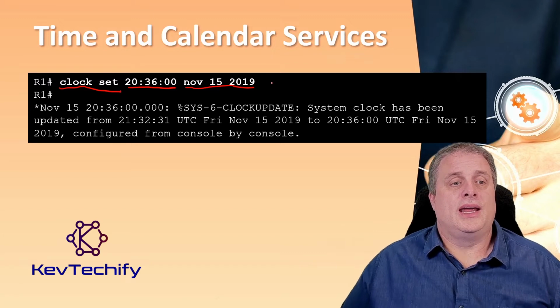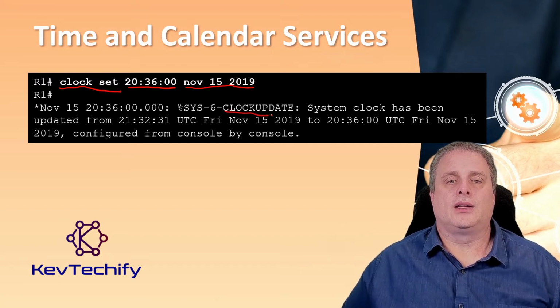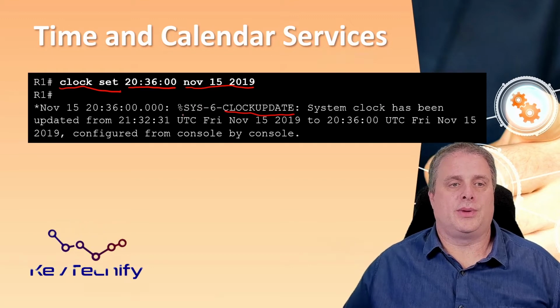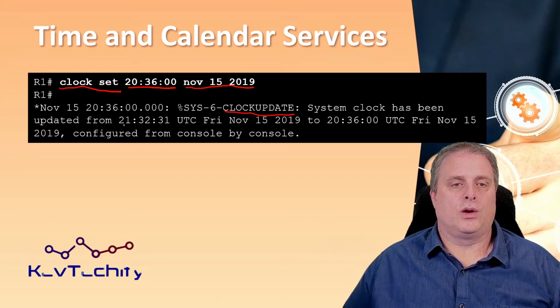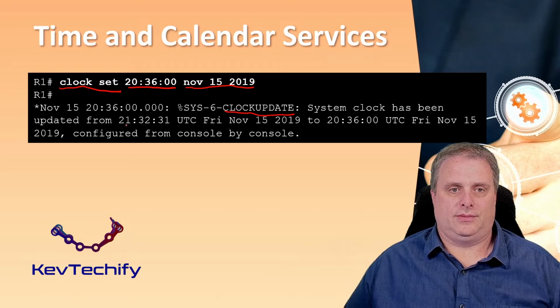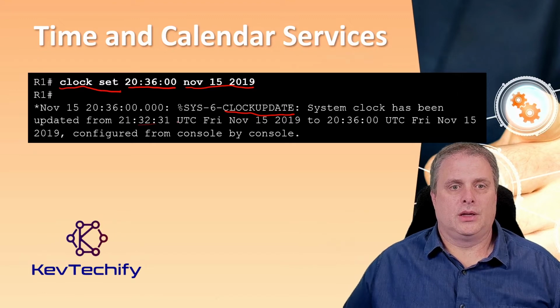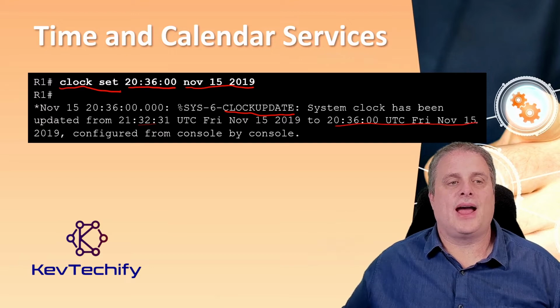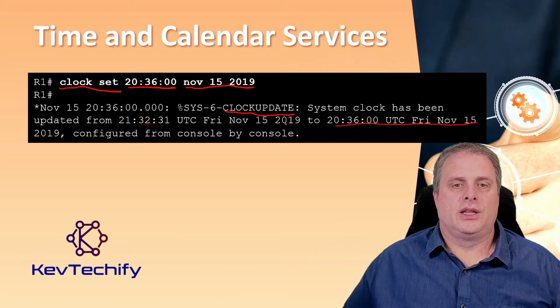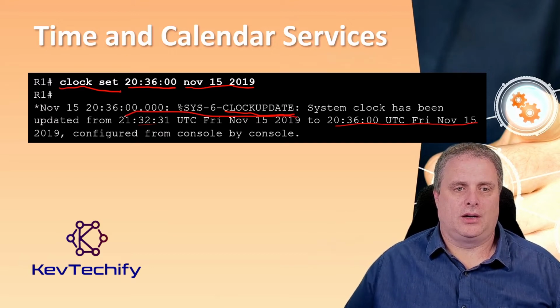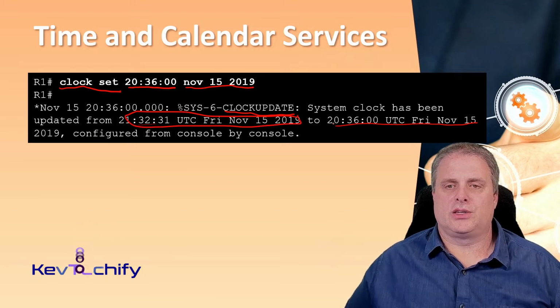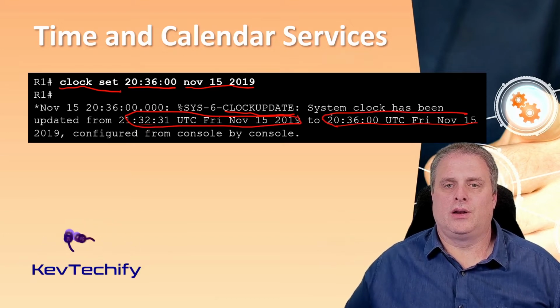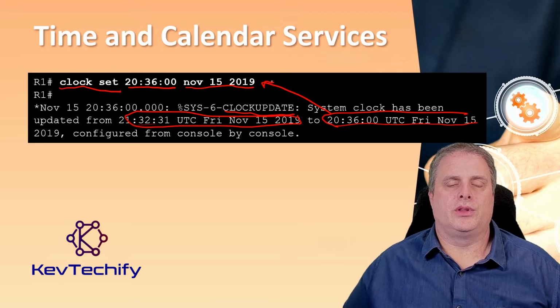You go ahead, hit enter, and then you'll get a system update message saying we did a clock update. The system clock has been updated from what it was when we turned it on to what we want it set to now. This was the original time here, and then we changed it to what we typed in right here. And so we were able to do that.